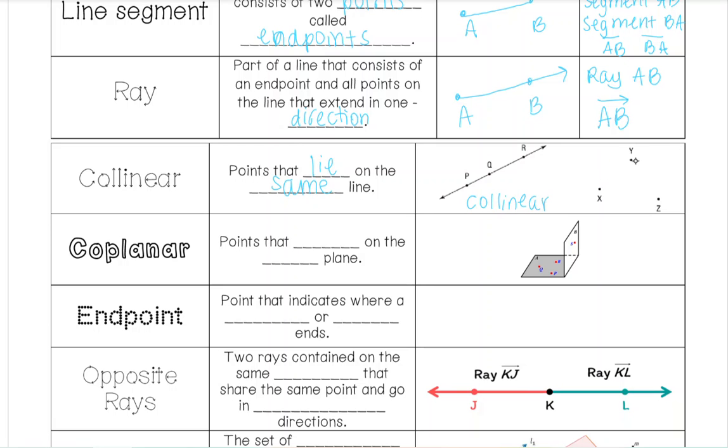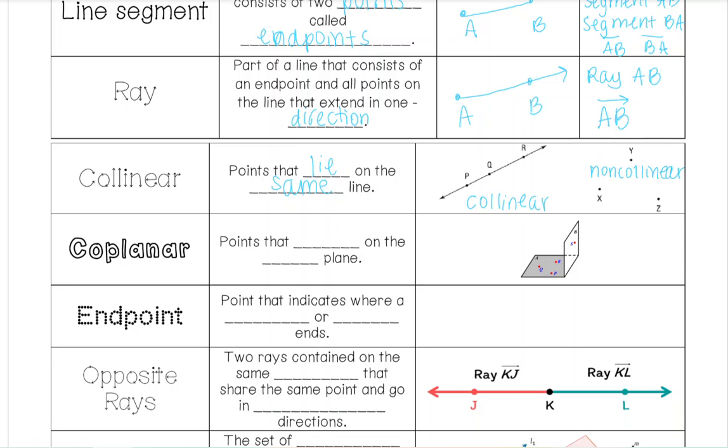However, when I have points X, Y, and Z, I can draw a line through X and Y, I could draw a line through Y and Z, I could draw a line through X and Z, but I cannot draw just one straight line through those 3 points. So these 3 points, X, Y, and Z, would be called non-collinear.